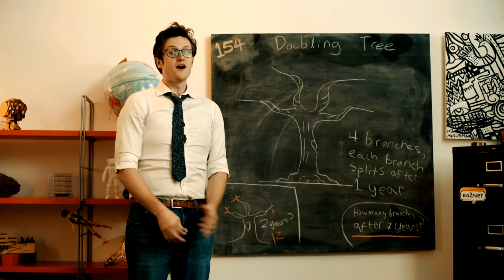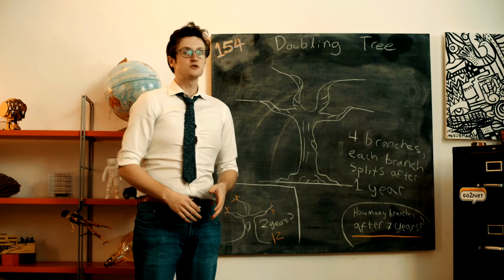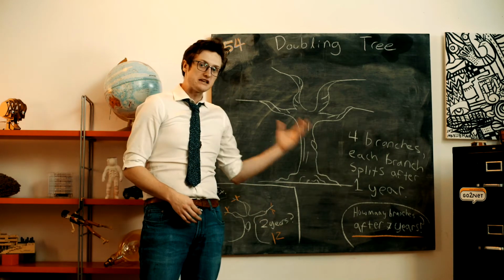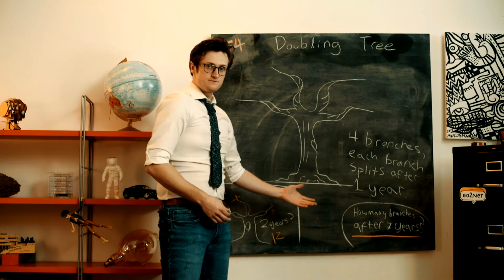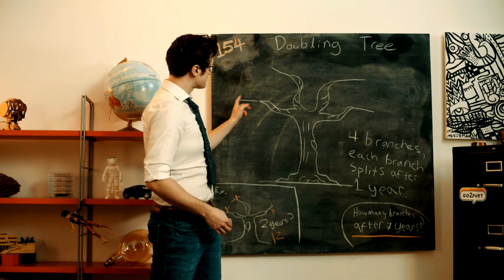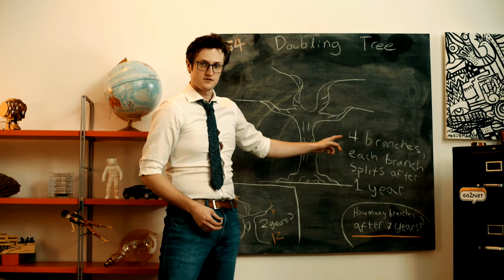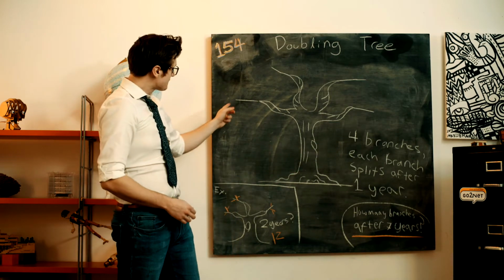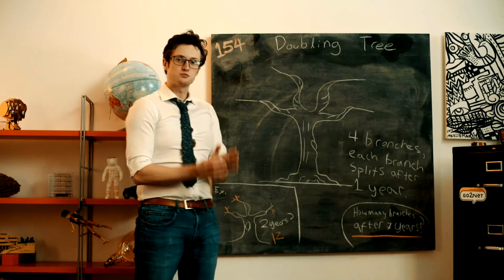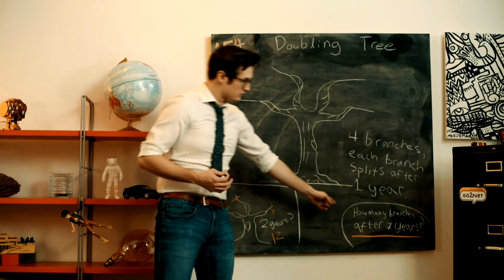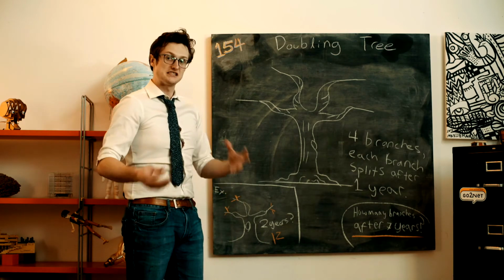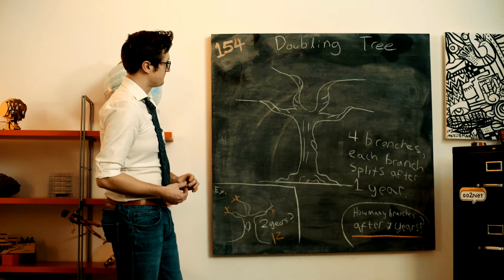Hello and welcome to our math solution, and today we're solving this problem, the doubling tree. So in this problem we are given a tree, and we know that this tree has 4 branches. And each of these branches is going to split into 2 every year. And we wanted to know how many branches there were after 7 years.